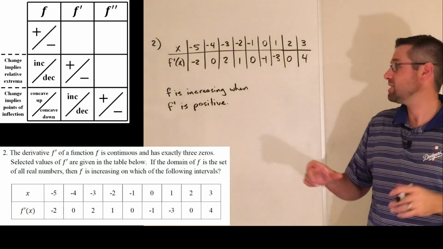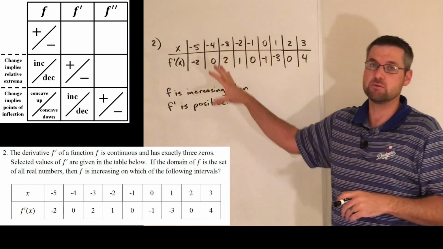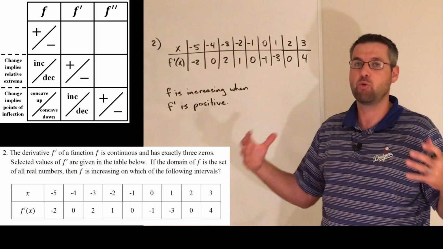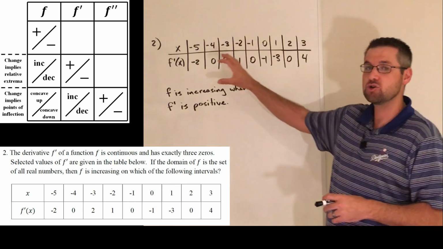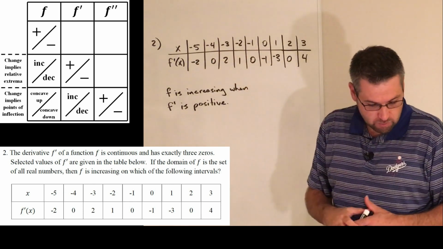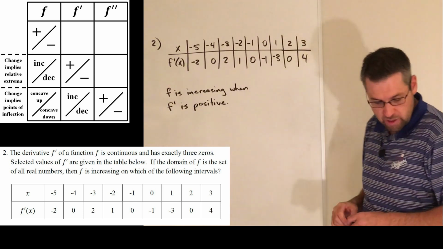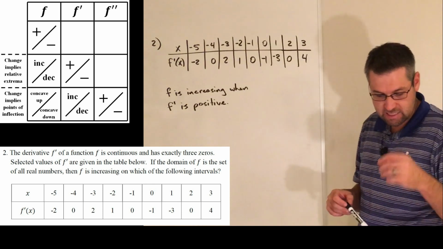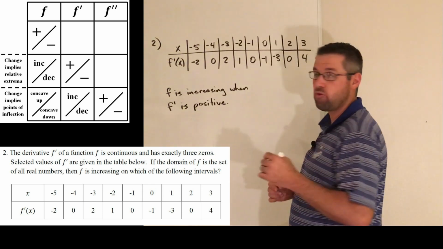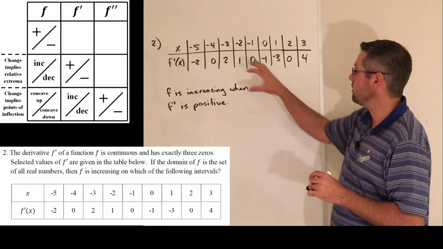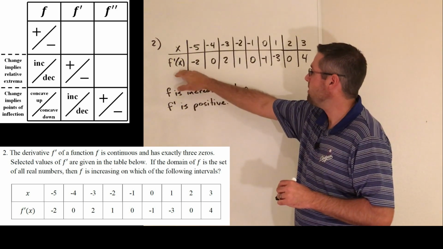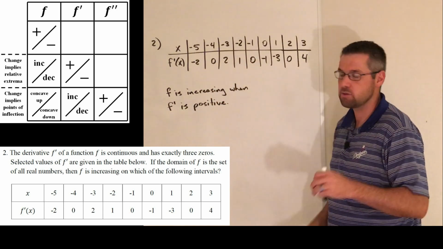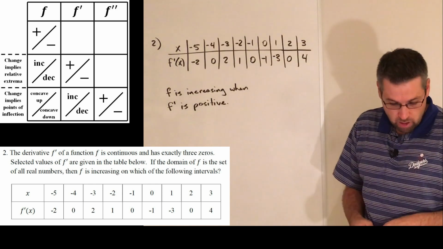The trick to this is understanding that this is a table of values. It is not an equation, it's not a function, it doesn't represent all x points or all points on the graph, it only represents certain points on the graph. So we have to read the problem very carefully. It says that the derivative, f prime, of a function f is continuous and has exactly 3 zeros. So f prime has exactly 3 zeros. If I look at the chart, I can see that f prime has a 0 at -4, a 0 at -1, and a 0 at 2. So there are 3 zeros for f prime.